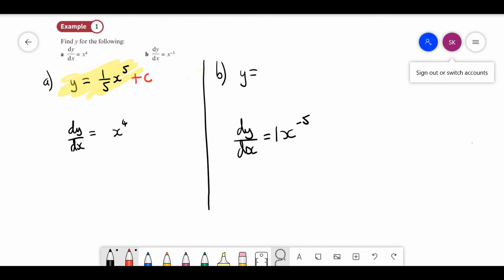I'm now going to write y equals, and I'm looking at this power, and I'm saying, what must the power of x be over here in order for it to differentiate to x to the negative 5? Well, one more than negative 5, negative 4. And when I differentiate that, I get x to the negative 5, and obviously the power comes down here, so it's negative 4x to the negative 5.